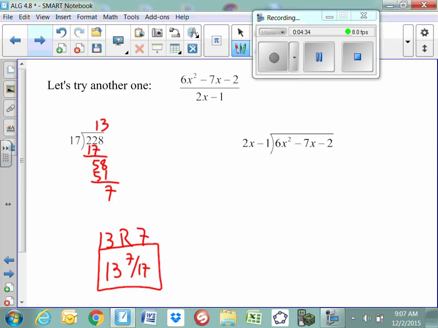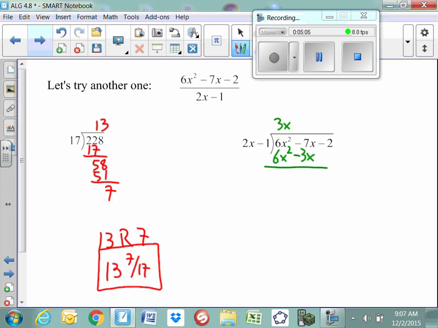Again, we're going to ask the question, how many times does 2x go into 6x squared? If you want to think about it in terms of what number could I put here that would multiply times 2x and get 6x squared, or 6x squared divided by 2x, a monomial divided by a monomial. So that goes in 3x times, but I've got to multiply the 3x times the 2x and the 3x times the minus 1, minus 3x.